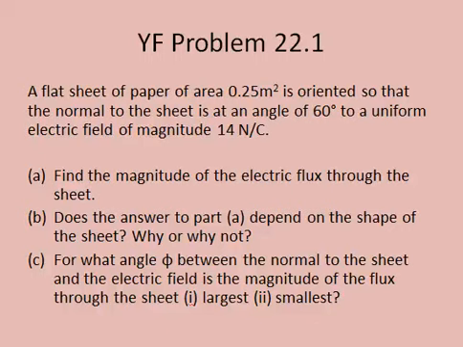This is problem 22.1 from Young and Friedman's University Physics book. They're giving us a flat sheet of paper and it's oriented so that the normal of the sheet is at an angle of 60 degrees to the uniform electric field. They're asking us to find the magnitude of the electric flux through the sheet. They're asking us, does the shape matter? And asking us to find the angle between the normal of the sheet and the electric field.